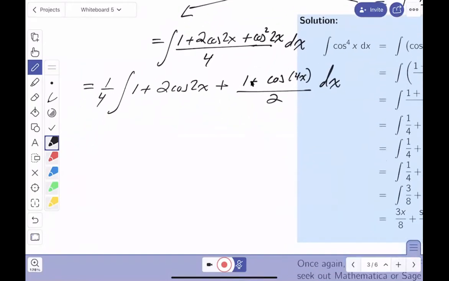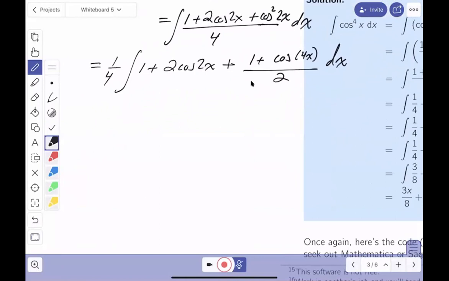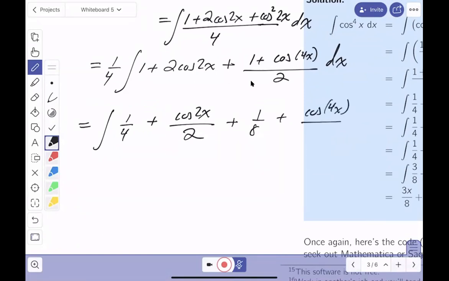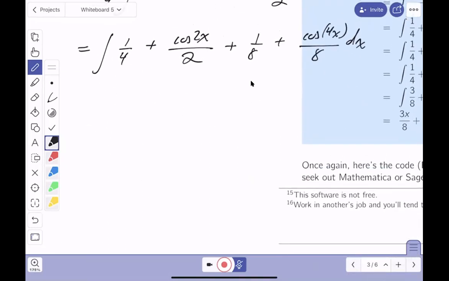I got to work. And someone says, what's the work? I got to figure this out. I'm going to bring the quarter back in. 1/4 plus cosine 2x over 2 plus, let's see, that would be 1/4 times 1/2, which is 1/8, right? Plus cosine 4x over 8 dx. I'm just doing my chicken scratch. I want to keep simplifying it.